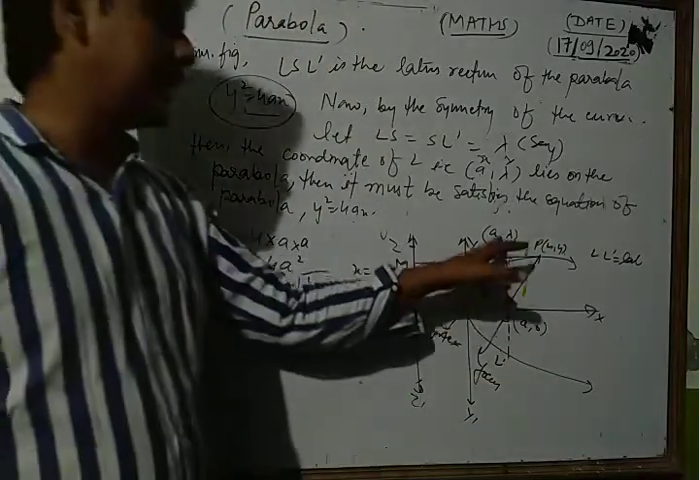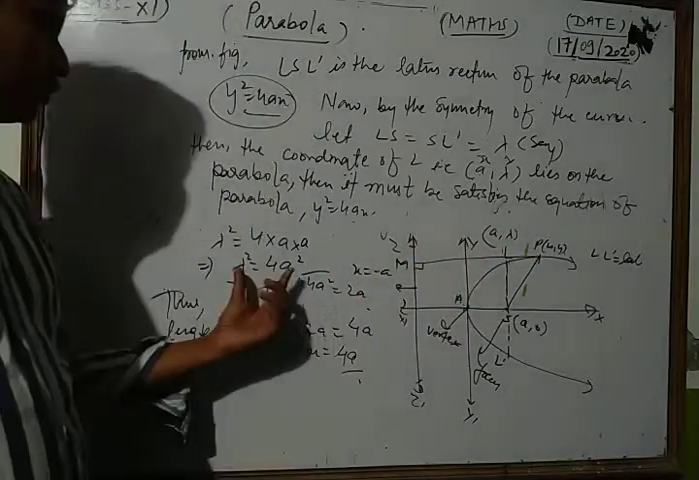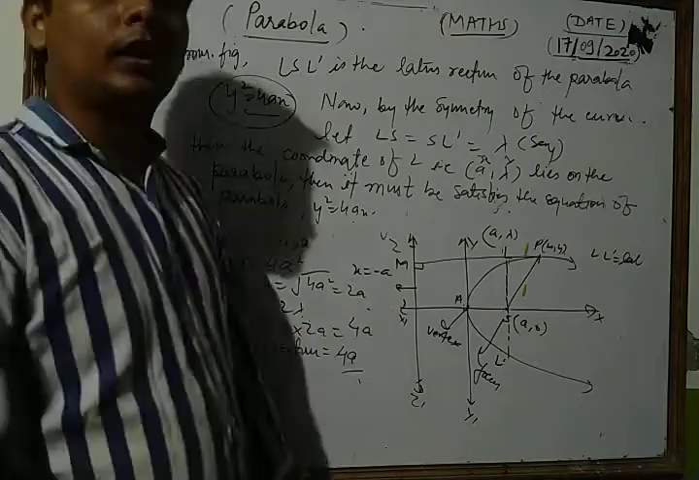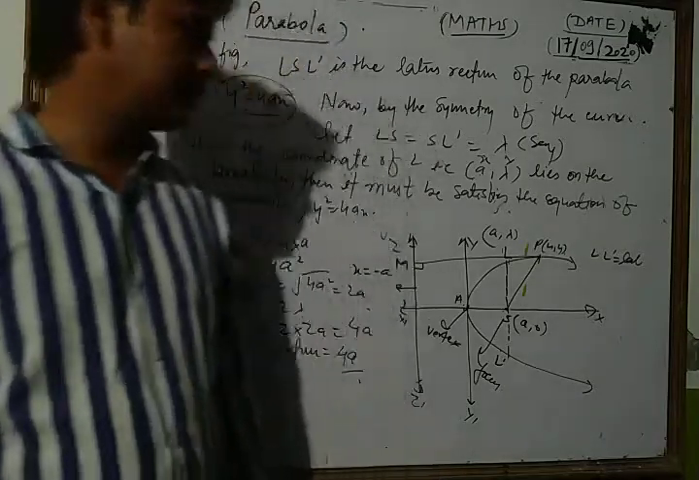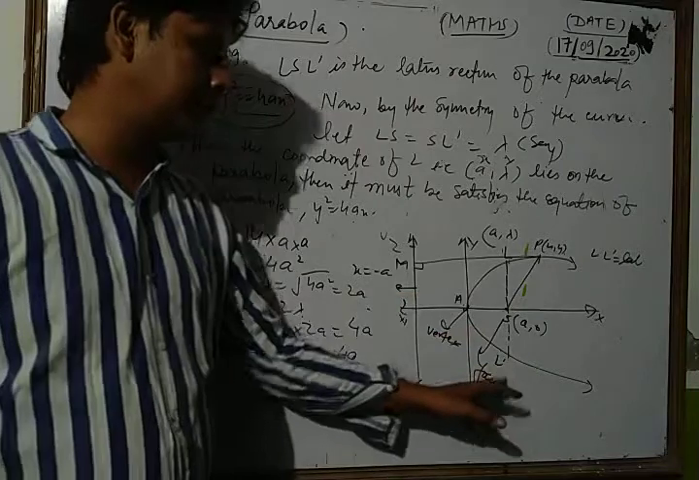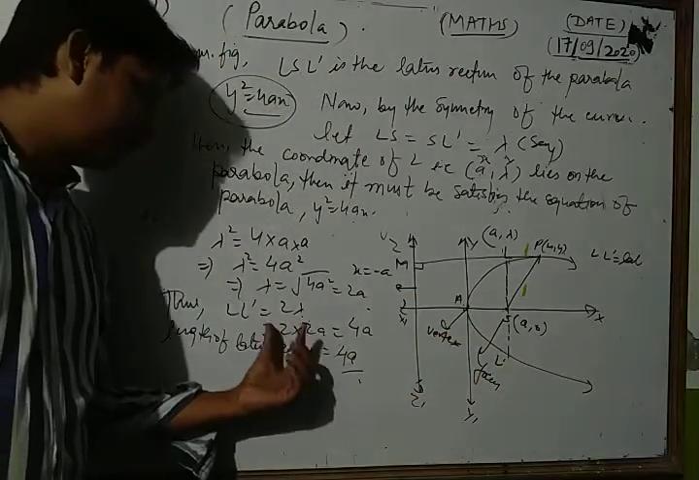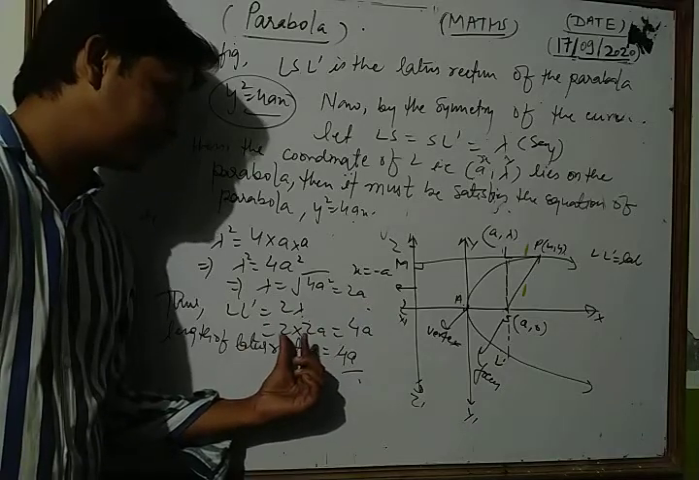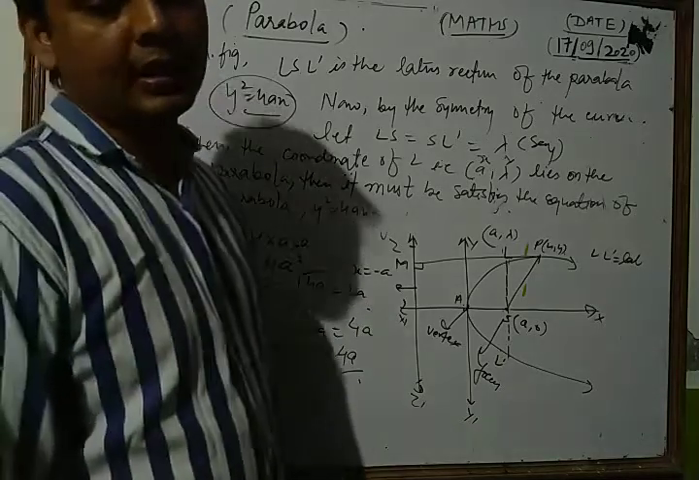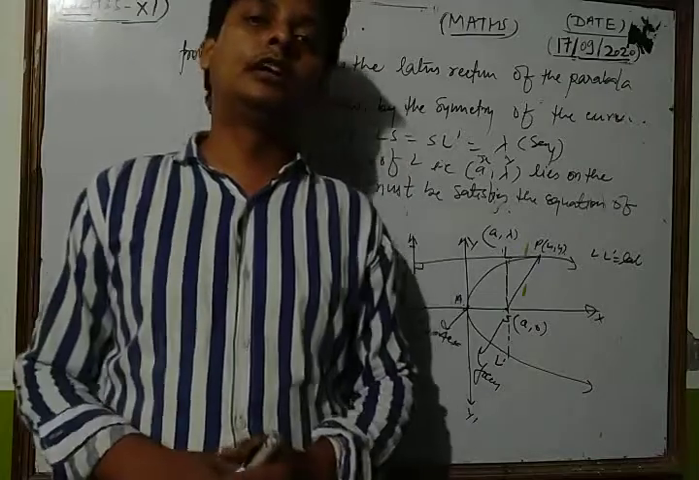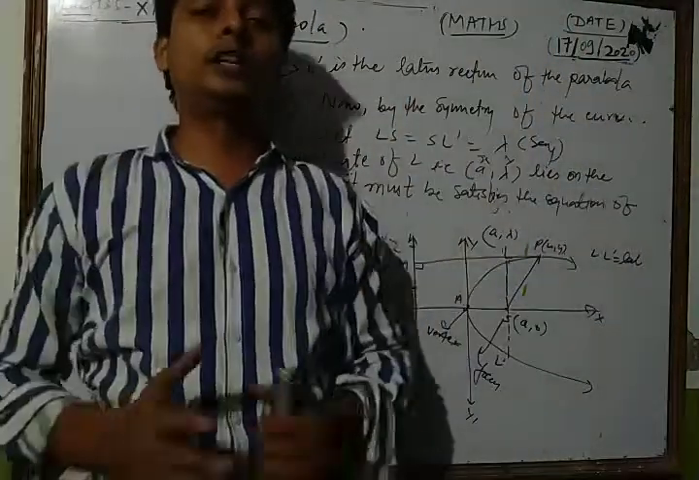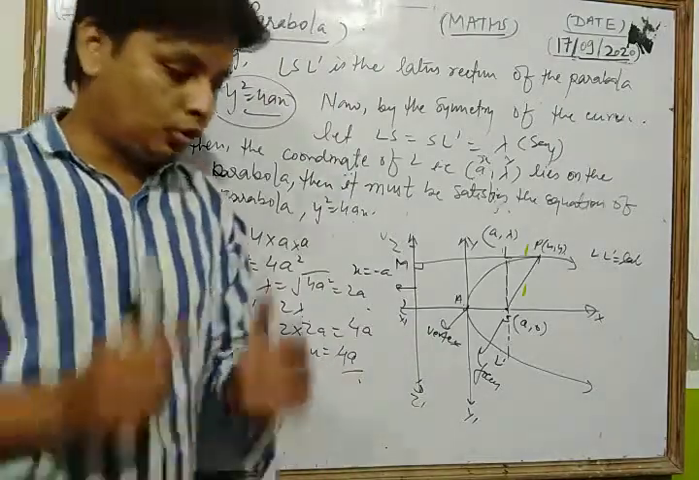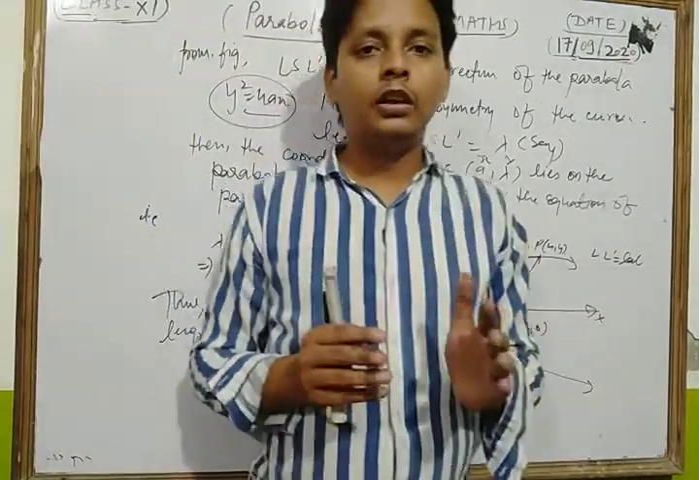So we put x is equal to a and y is equal to lambda in the equation of the parabola. In this way we get the value of lambda as 2a. Now what is the length of the latus rectum, dear students? Here the total length of the latus rectum LL' is equal to 2 into lambda, that is 2 into 2a, so we multiply them and we get 4a. In this way the length of the latus rectum of the parabola y square is equal to 4ax is 4a. So this is a very important concept of the parabola.